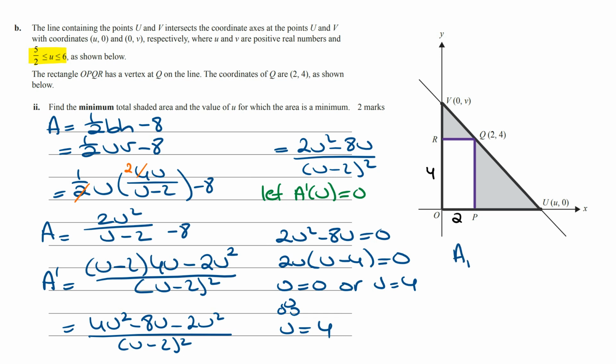To work out this area, we need to evaluate A of 4. And so subbing 4 into the rule of the area, we're going to get 2 times 4 squared, which is 2 times 16, divided by 4 minus 2, which is 2, and then minus 8. The 2's will cancel out, and so we're left with 16 minus 8, and so this is going to be 8 square units.